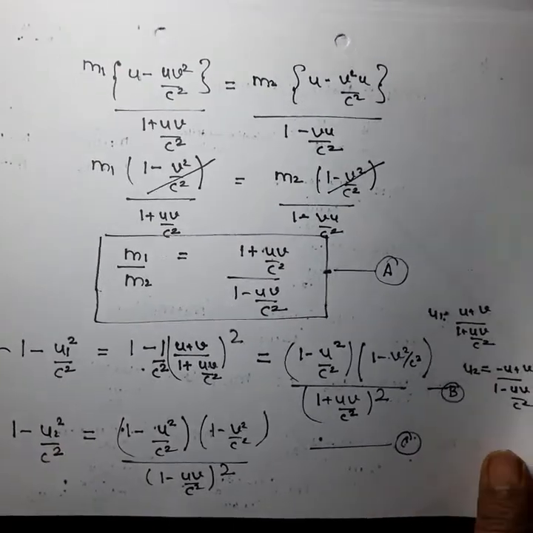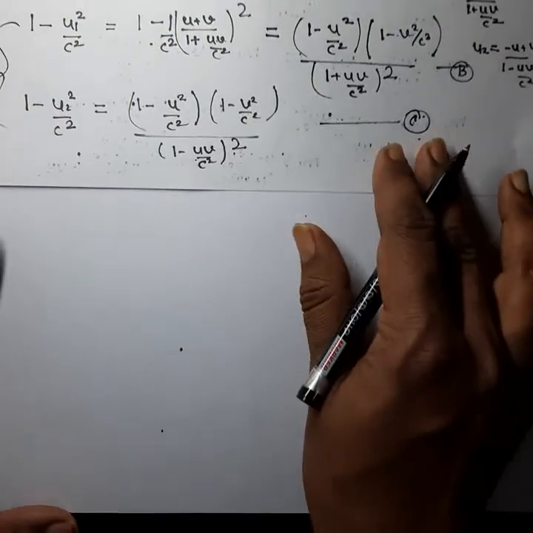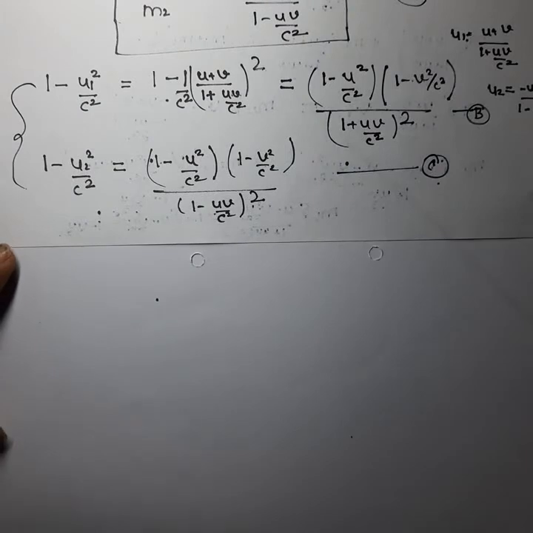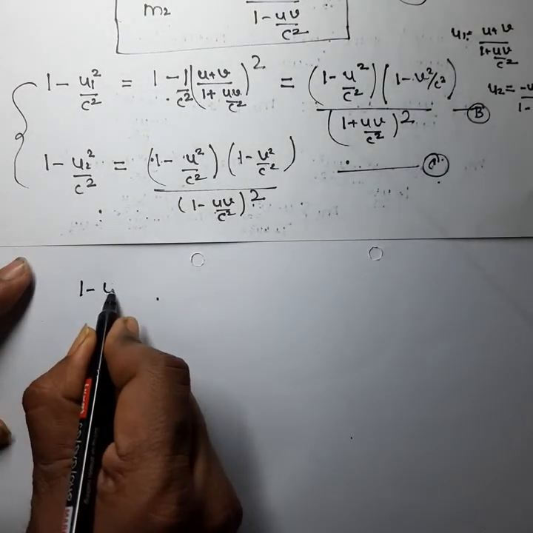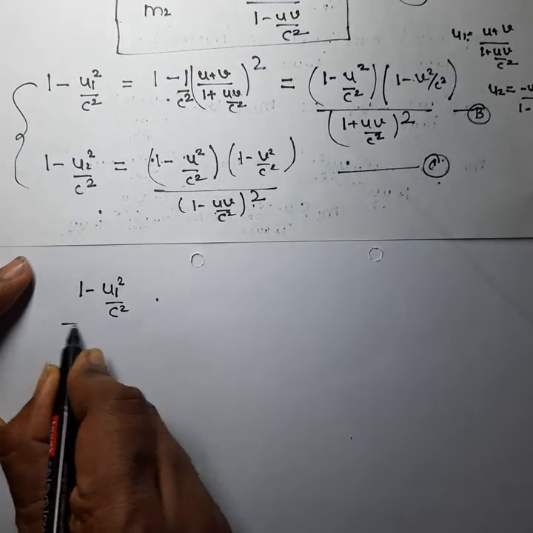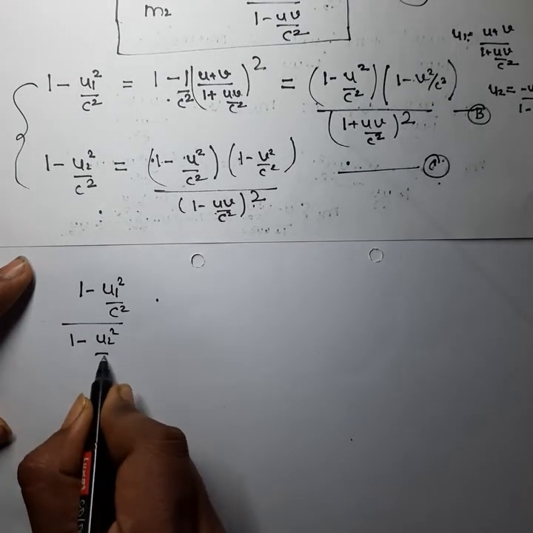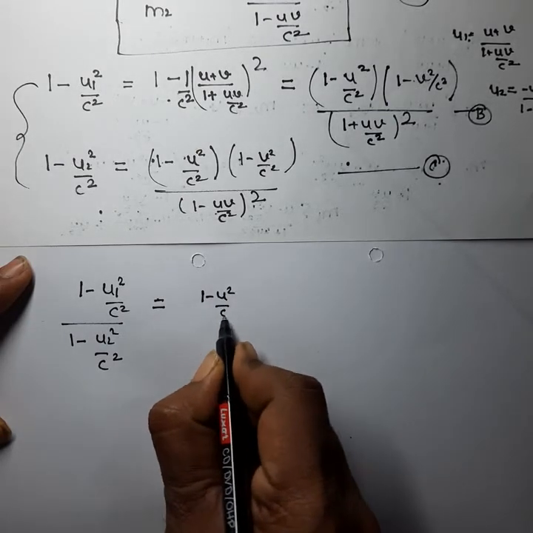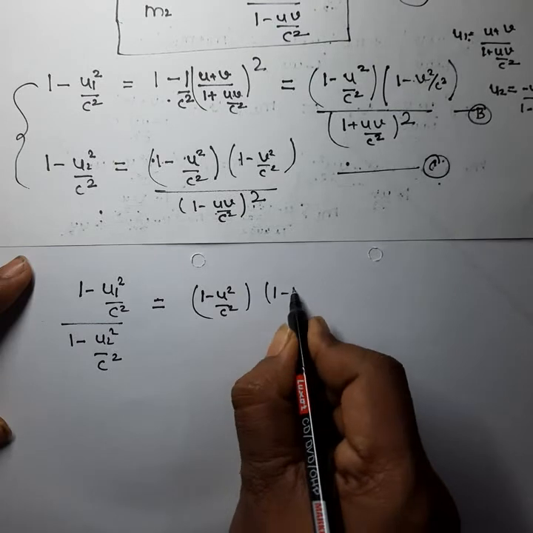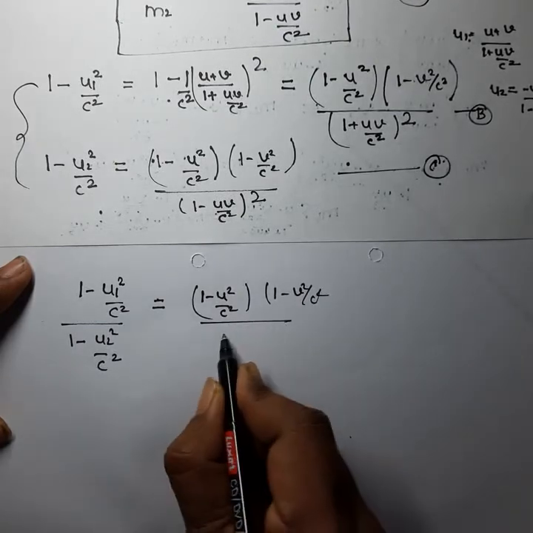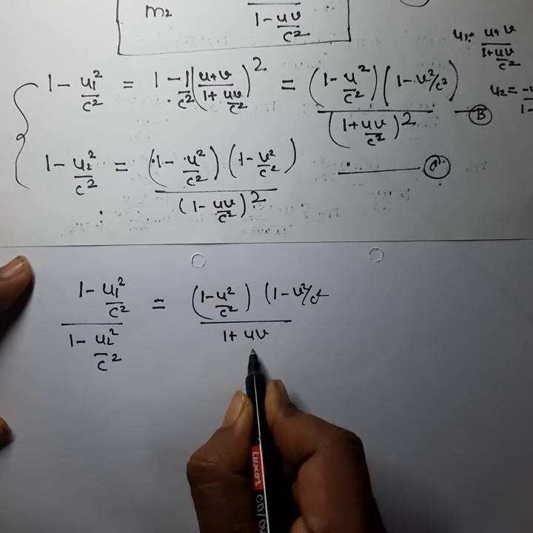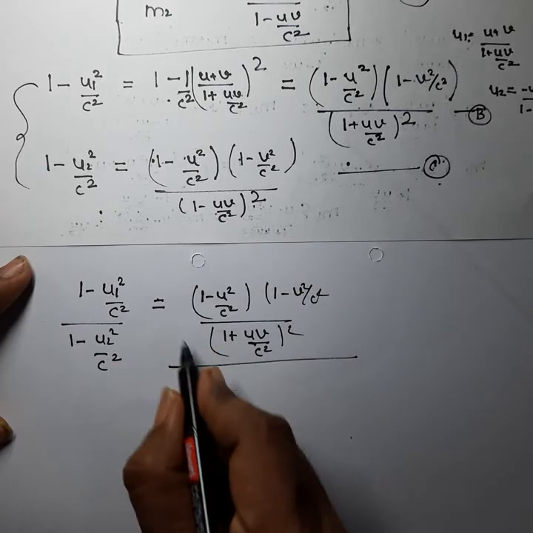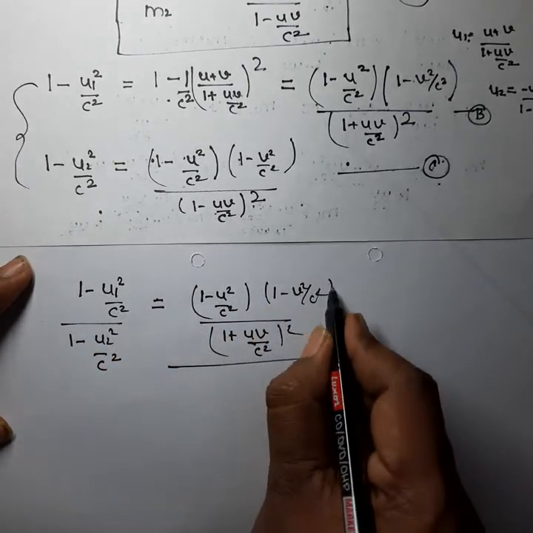Okay, so when you divide it, what you will get is (1 minus u1 square by c square) divided by (1 minus u2 square by c square), which is equal to (1 minus u square by c square)(1 minus v square by c square) divided by (1 plus uv by c square) whole square.